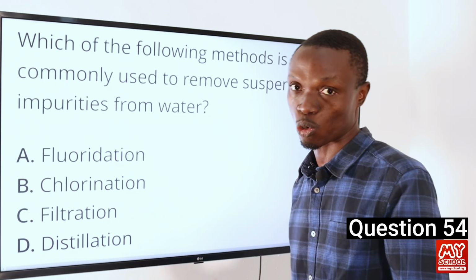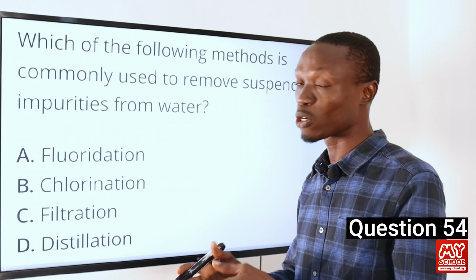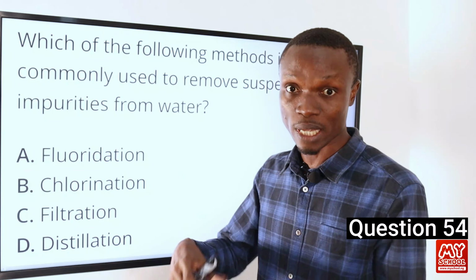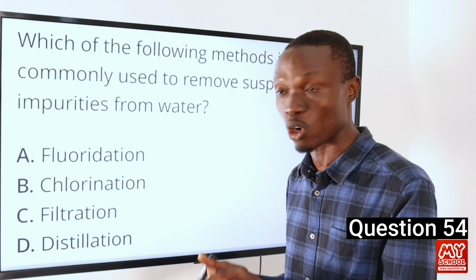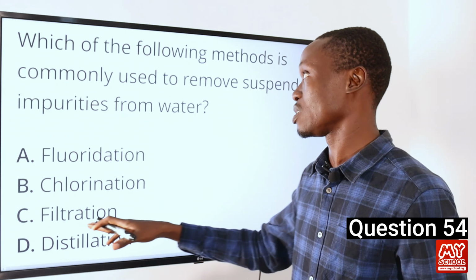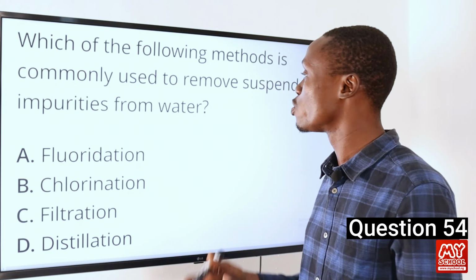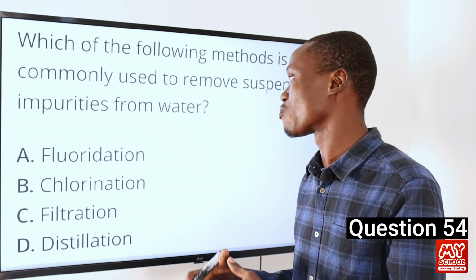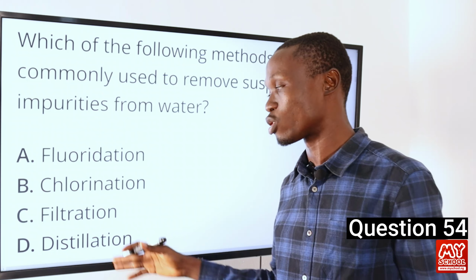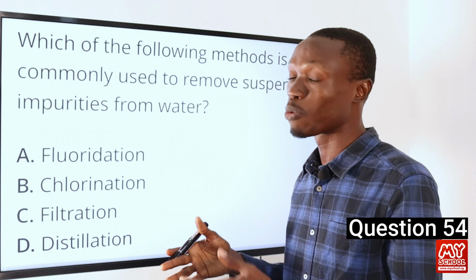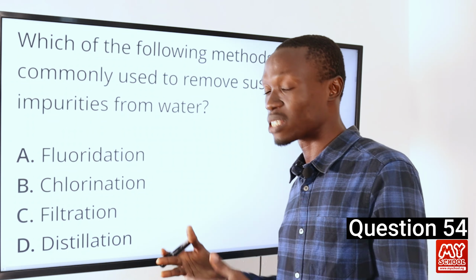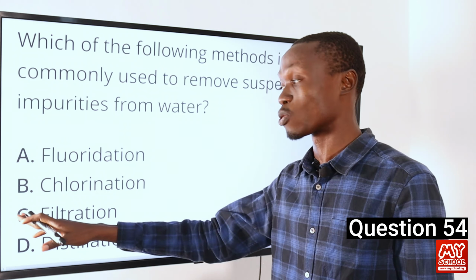Then we have filtration. Of course, in filtration, you make use of filter paper, usually placed inside a funnel, and you pour the water inside. So if there is any impurity inside the water, the filter paper will trap it. So the answer to this question is option C, because filtration is commonly used to remove suspended impurities from water. While option D is distillation. We use distillation to separate 2 miscible liquids of close boiling points, such as water and ethanol. So the answer to this question is option C.